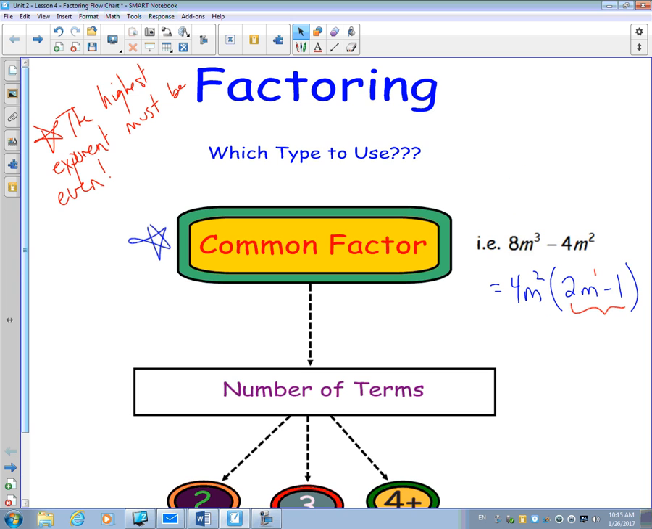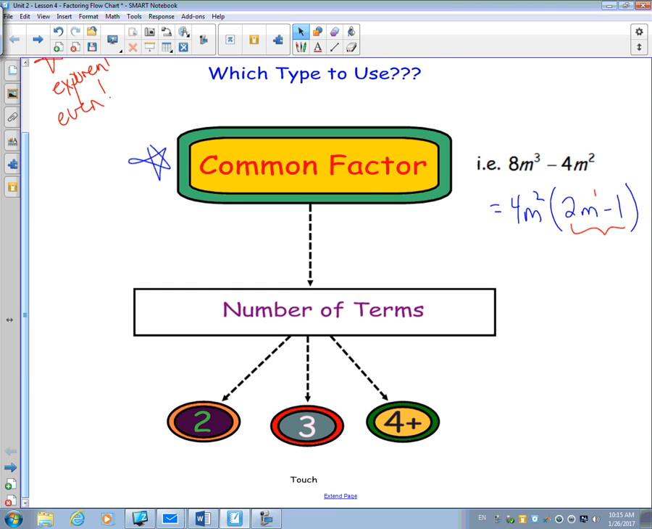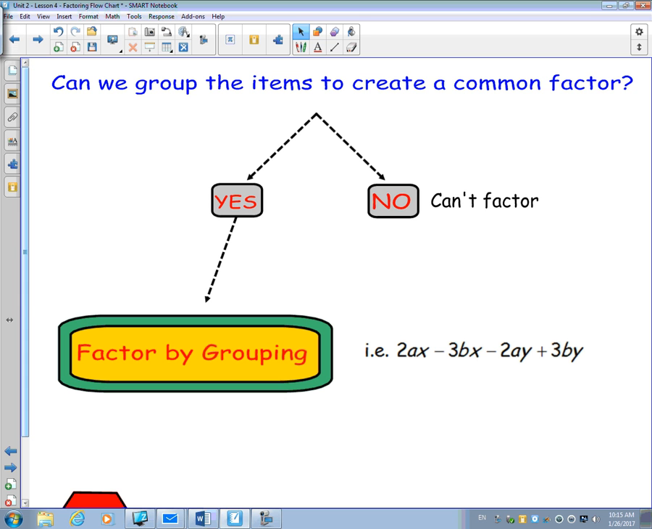If we don't have two terms or three terms, we might have four or more terms. In this situation, we go back to the idea of grouping. Is there a way we can common factor each half of the equation? Now, for these kind of things to work, you need to have an even number of terms, 4 terms, 6 terms, 8 terms, and so on.